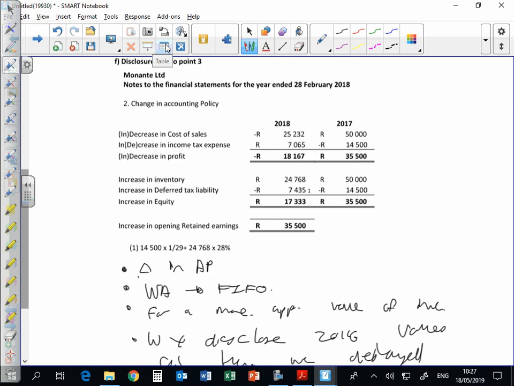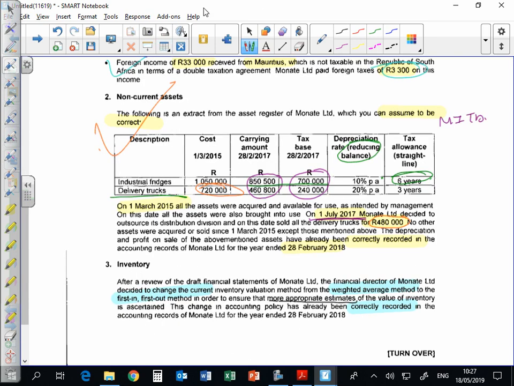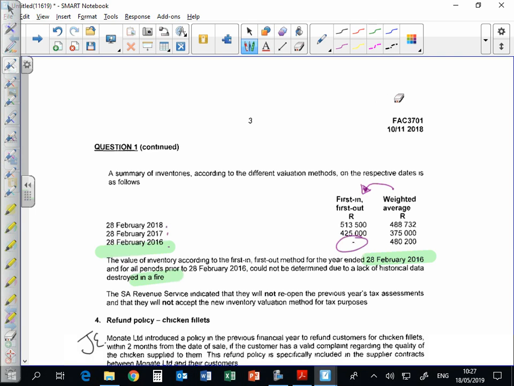All right, getting back to this. They said that SARS will not reopen previous years. What does that mean? For previous years, we will have deferred tax. Furthermore, they said that SARS will not accept the new inventory valuation method. A few of you guys asked me about this. Here's the perfect example. Right, so SARS will not accept the new inventory valuation method. That means that we will have deferred tax forevermore.